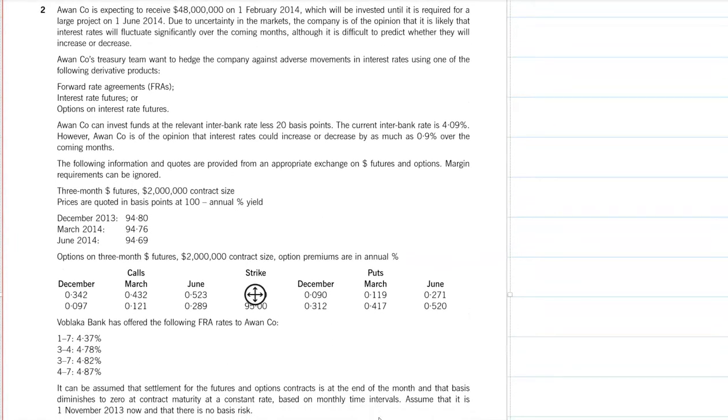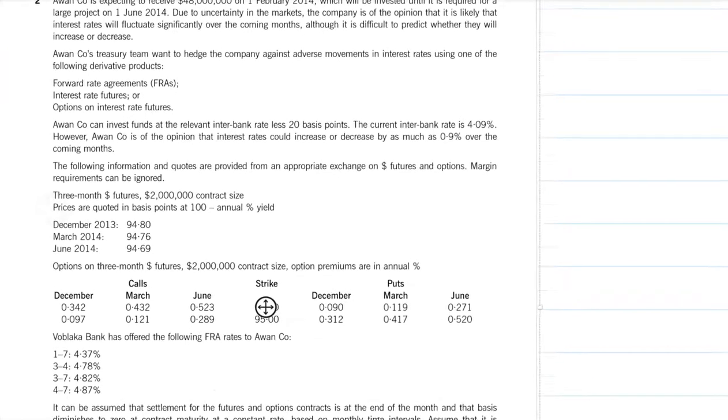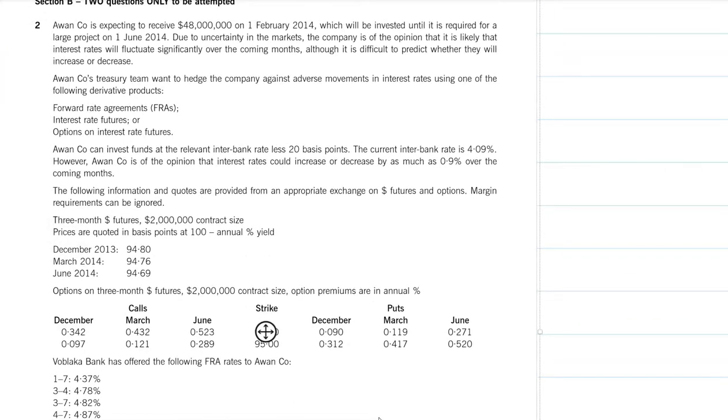Awan company is expecting to receive 48 million on 1st February. So this company is expecting to receive some amount. That means this question relates to the lending part or investment part. So funds are available on 1st February 2014. That means on 1st Feb you can invest that money, you can lend that money, which will be invested until it is required for the large project on 1st June. So you will invest this amount from 1st February till 1st June. That means for 4 months.